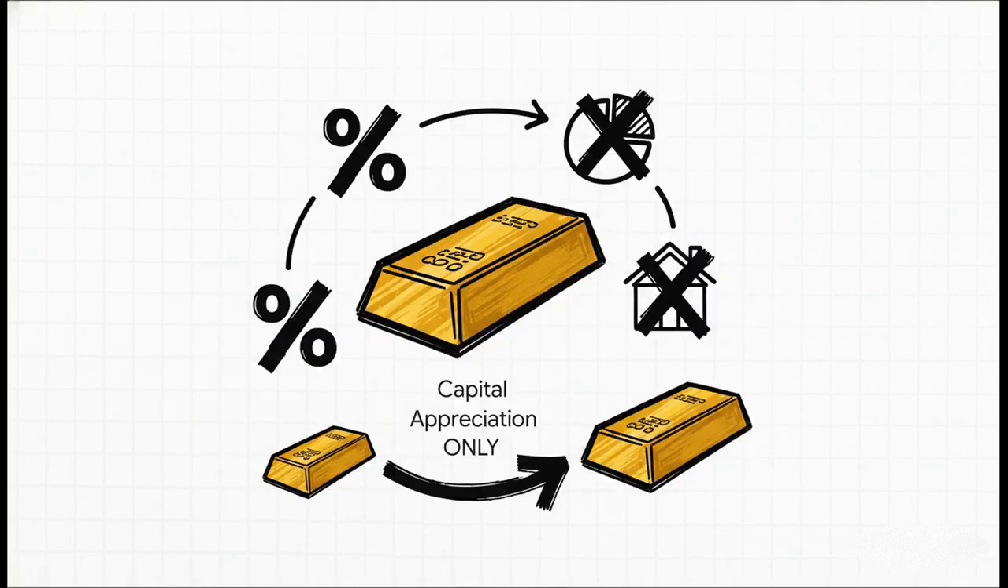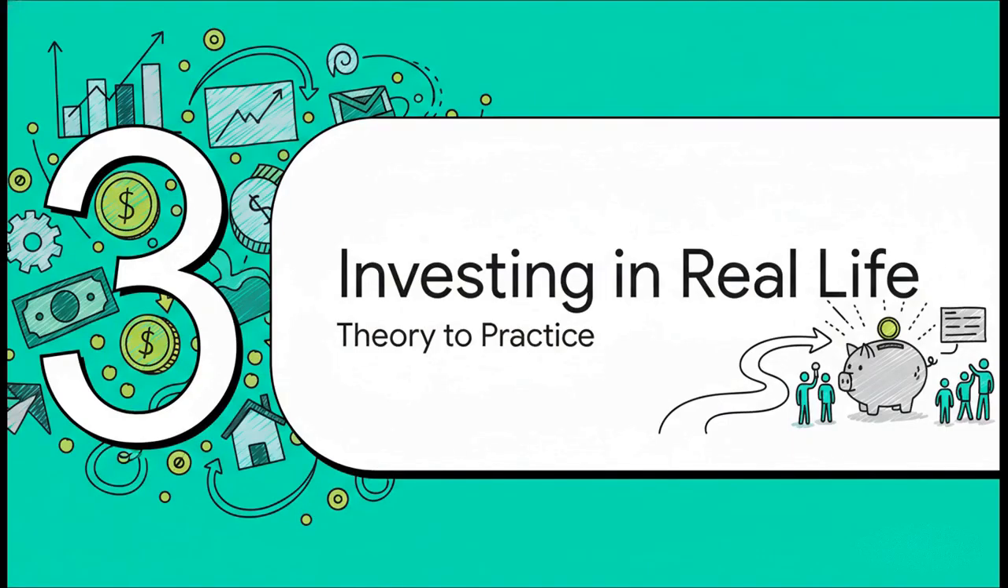Now, this is something you absolutely have to remember about commodities like gold. It is an ownership asset, yes, but it does not generate any income. Zero. No rent, no interest, no dividends. The only way you make money from gold is if you sell it for a higher price than you bought it for. The return is purely from capital appreciation. That's it.